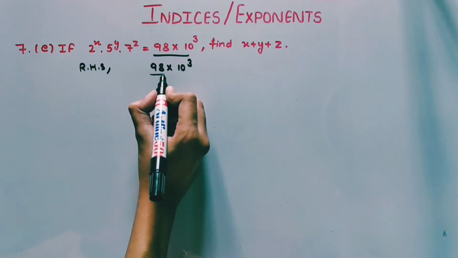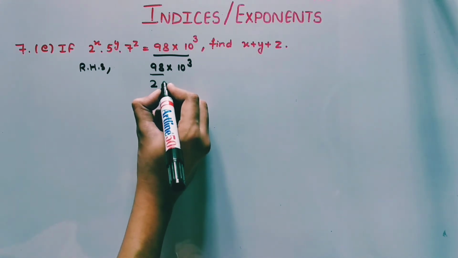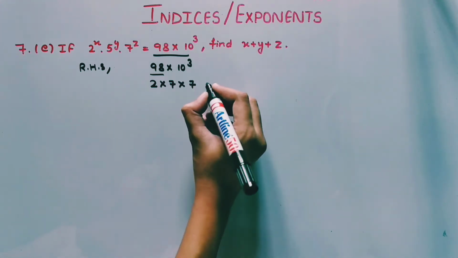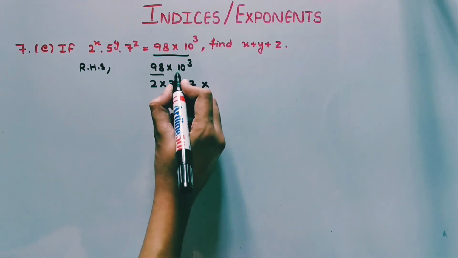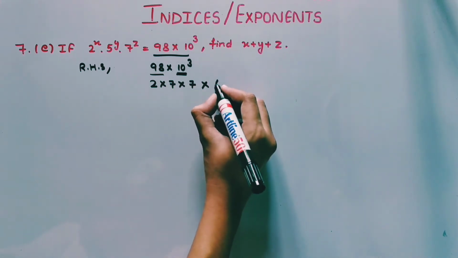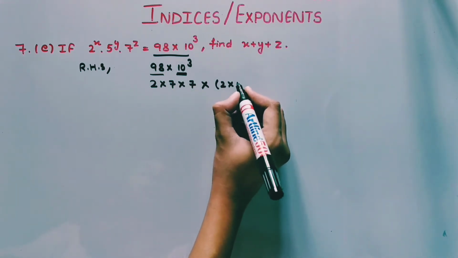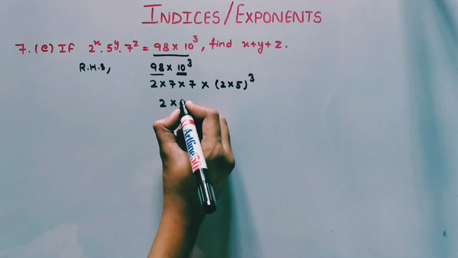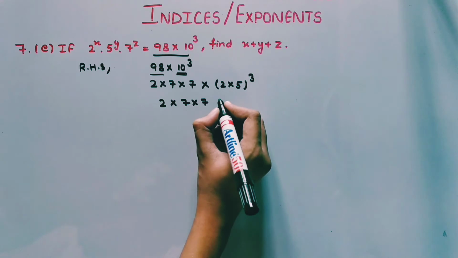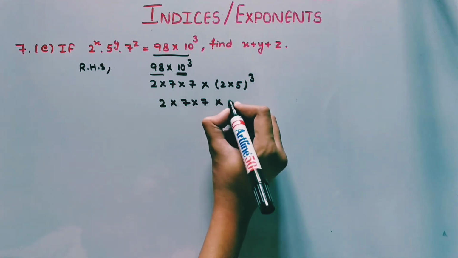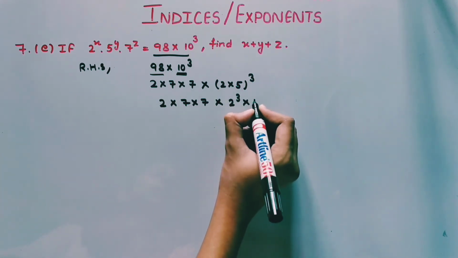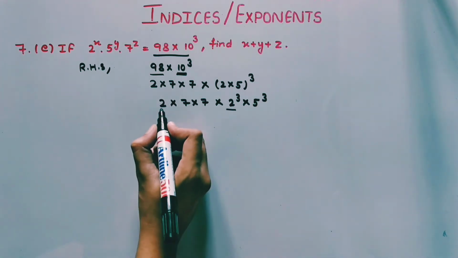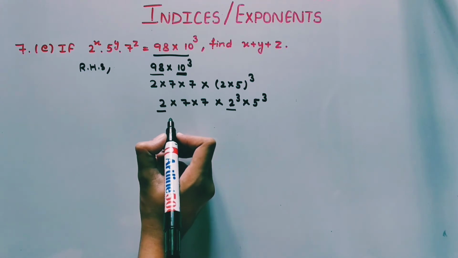We will write the factors of 98. We have 2 multiplied by 7, 14. 14 multiplied by 7, 98. Similarly, we will write the factors of 10. We have 2 multiplied by 5, the cube. 2 multiplied by 7 multiplied by 7 multiplied by 2^3 multiplied by 5^3. Now we have 2^3, 2^1.